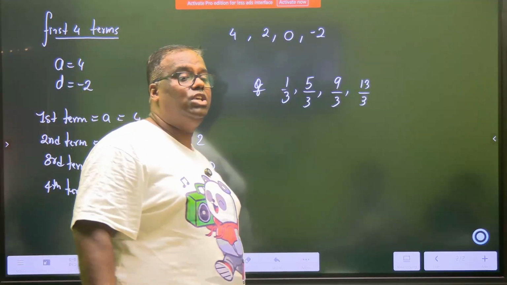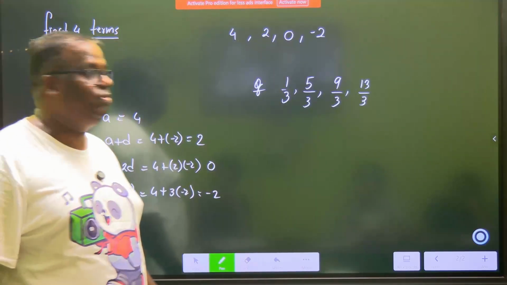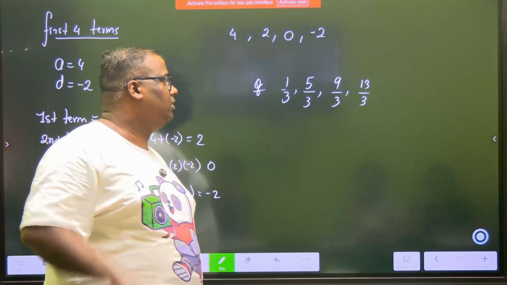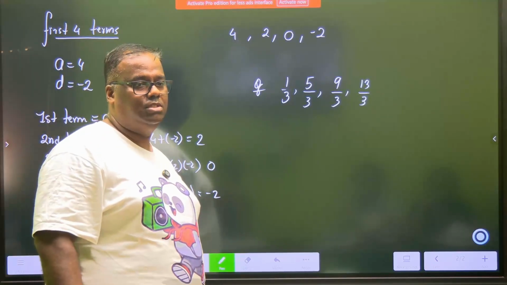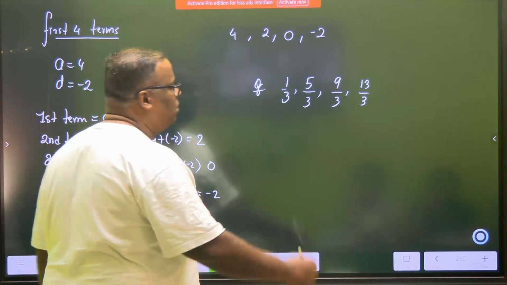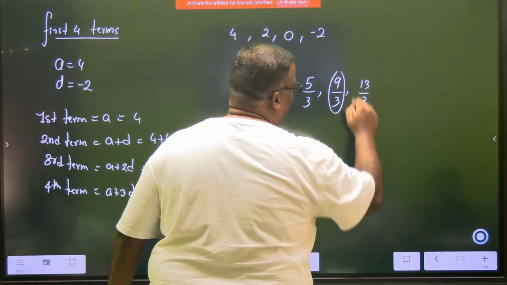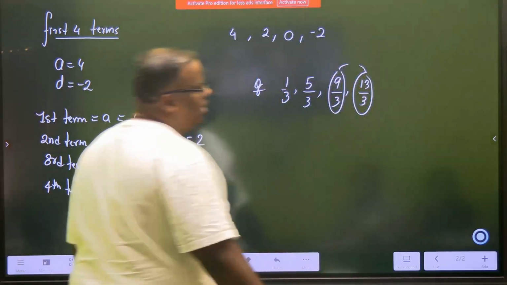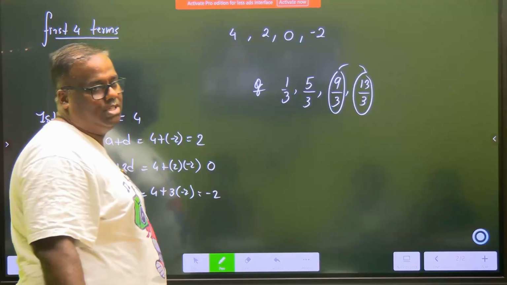Okay. They're asking you what is the first term of this AP? What is the first term of the AP? 1 by 3. And what is the common difference? 4 by 3. To find out the common difference, you can take any two consecutive numbers and look at their difference. It is always easy to do here because the calculation is simpler.